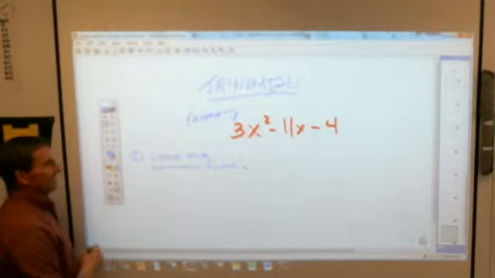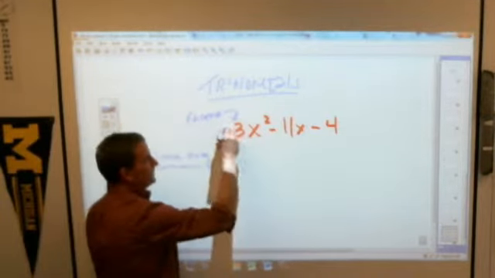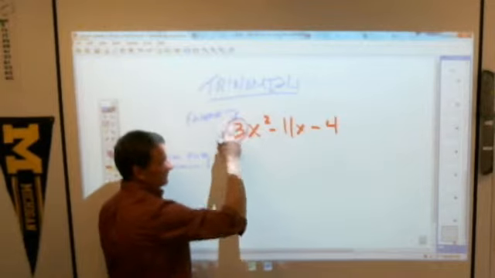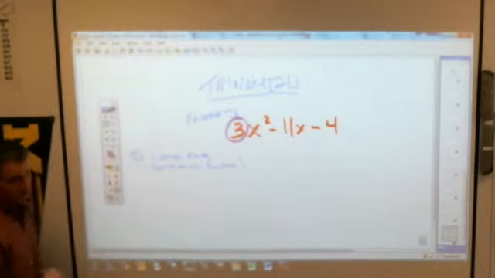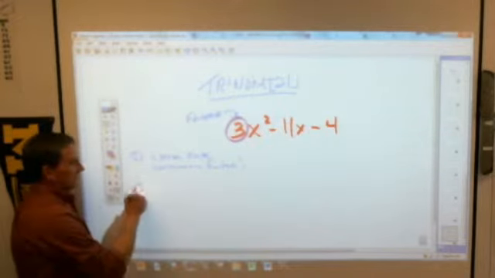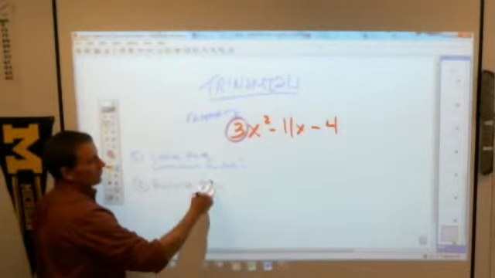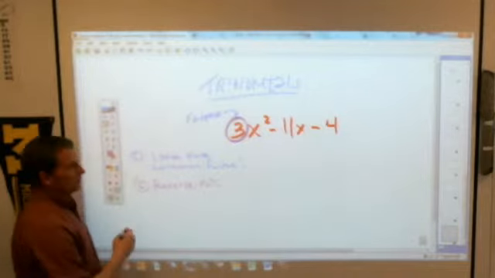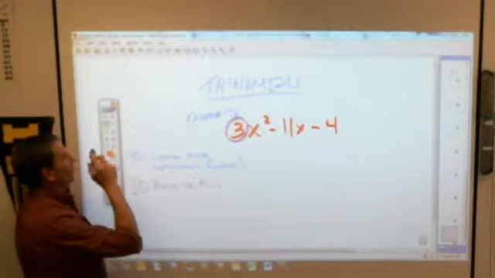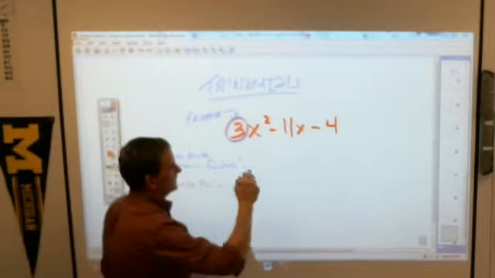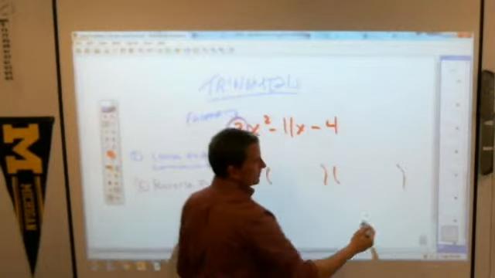Okay. Now, what's the difference between what we did the other day and what we're doing now? Now there happens to be a number in front of the x squared. And that really kind of throws a wrench into the whole situation. Because when you do that reverse FOIL thing, you've got a few more things to think about. If you look at your notes, the first thing you have to do is figure out what times what gives you this, because we're factoring it into 2 binomials.